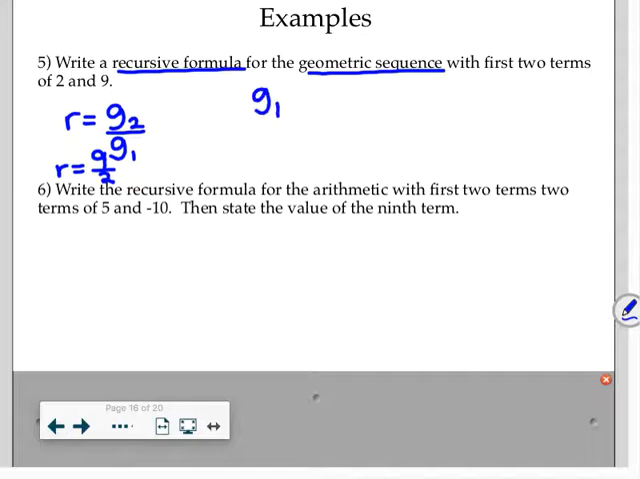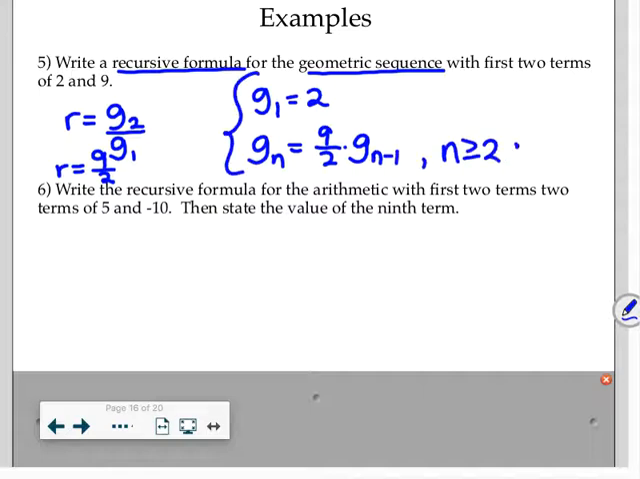So this is recursive. I know the first term, and g sub n is r times the previous term, where n is greater than or equal to 2, and n is an integer. All right, questions on number 5? Recursive, you need the first term, and what do you do to the previous one to get the next one?